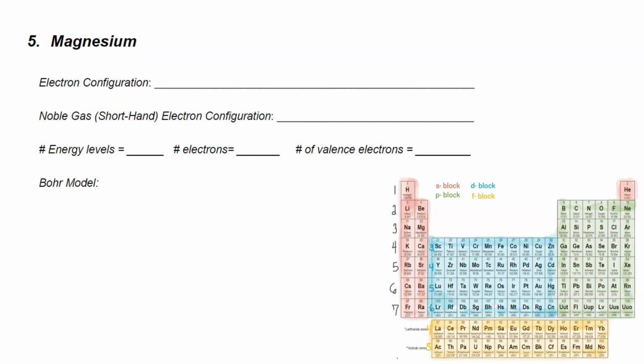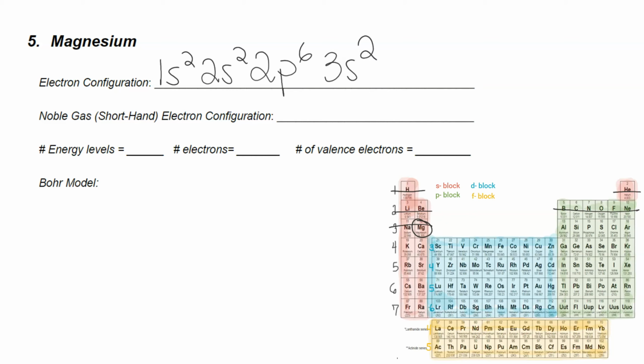Next, we have magnesium. Magnesium is element number 12 on the periodic table. Thank goodness, a shorter electron configuration to write out. This one's very easy compared to the previous ones. So we'll write 1s2, 2s2, 2p6, and then 3s2. And that's the end of our electron configuration. Way shorter than our last one.